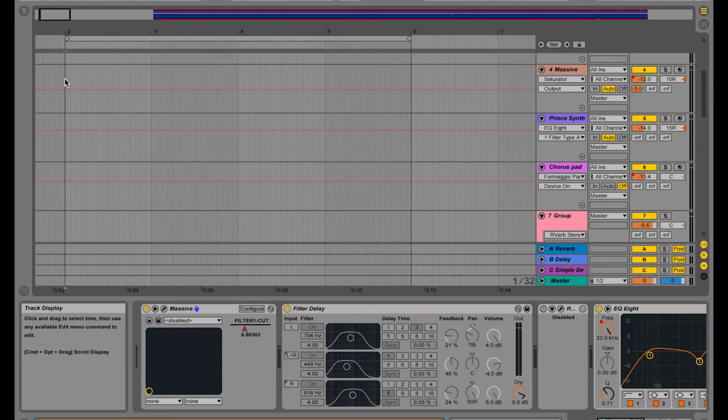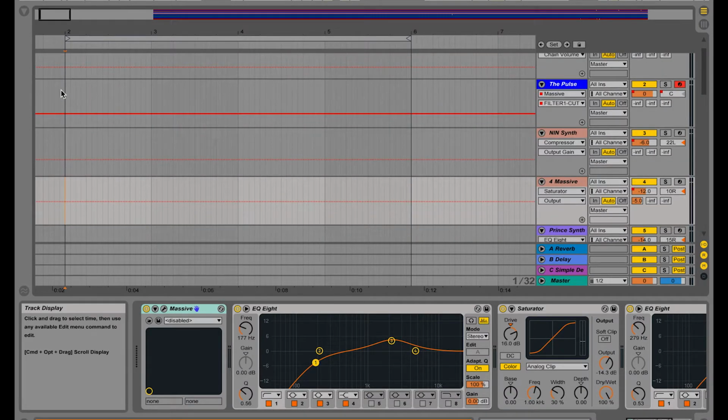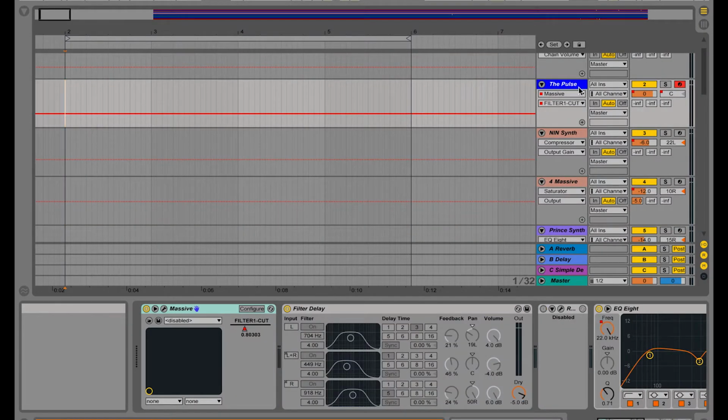I've got a 4-bar loop that I'm going to set up here. The whole thing was started with what is aptly titled here, The Pulse. The Pulse came about because I was kind of bored with traditional bass sounds. This is a massive sound, coming off of Native Instruments Massive. It's a preset called Brass Stab that I manipulated a little bit.